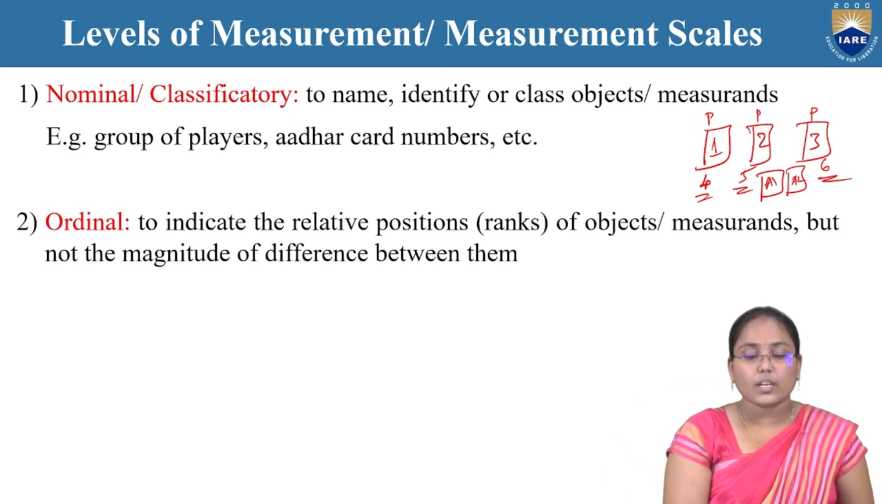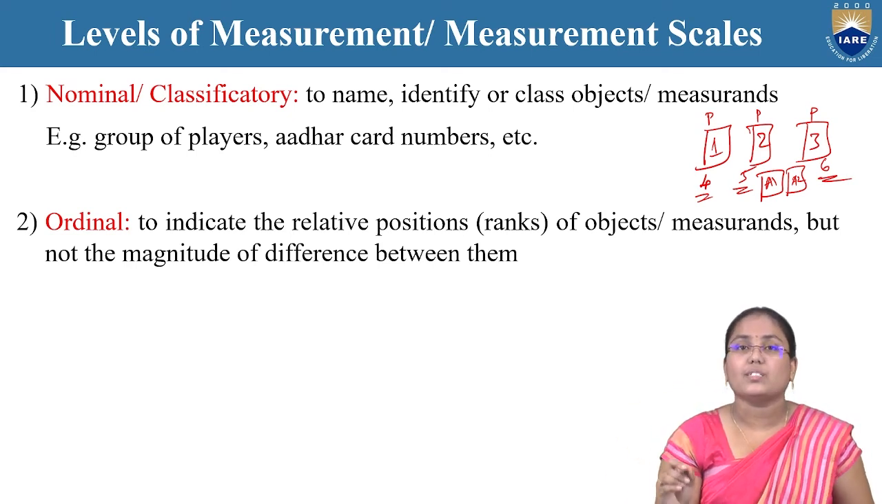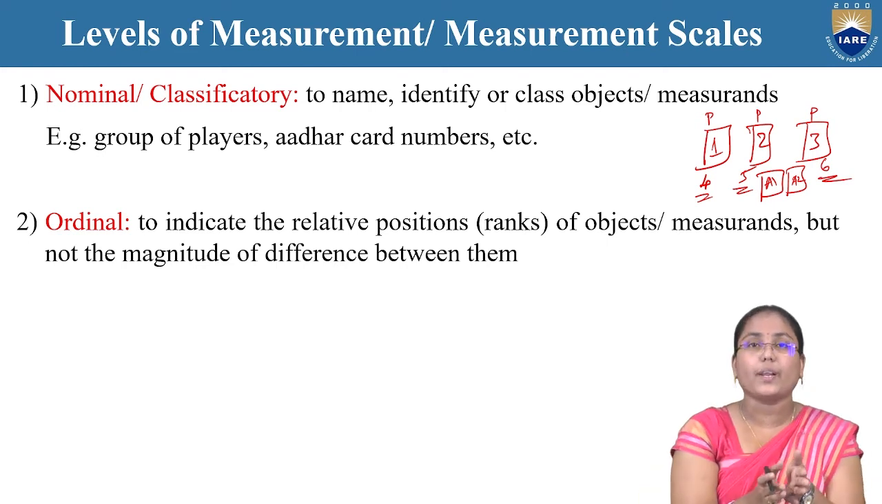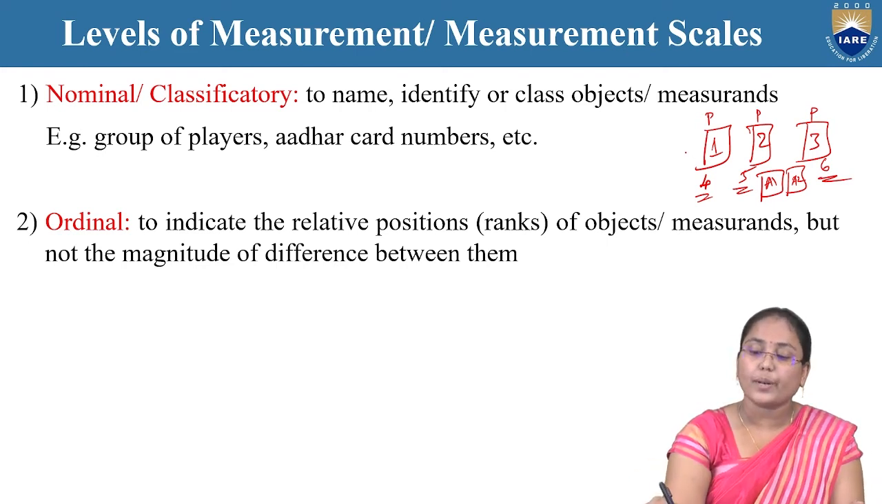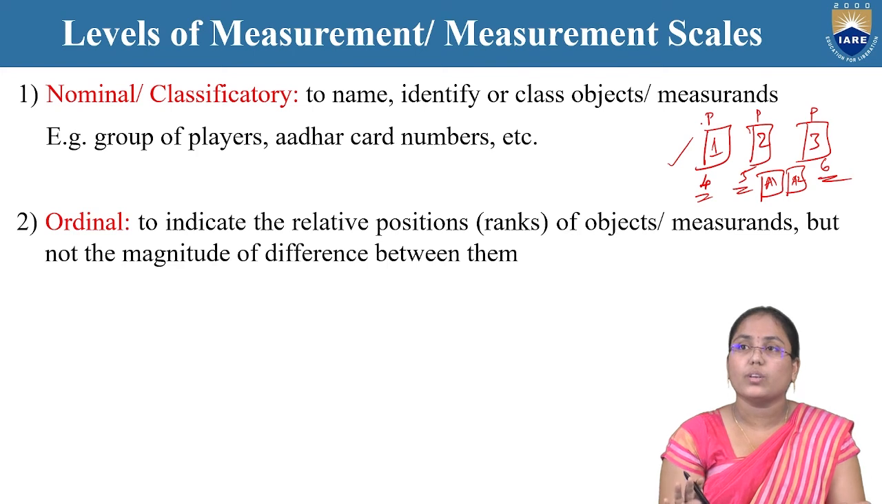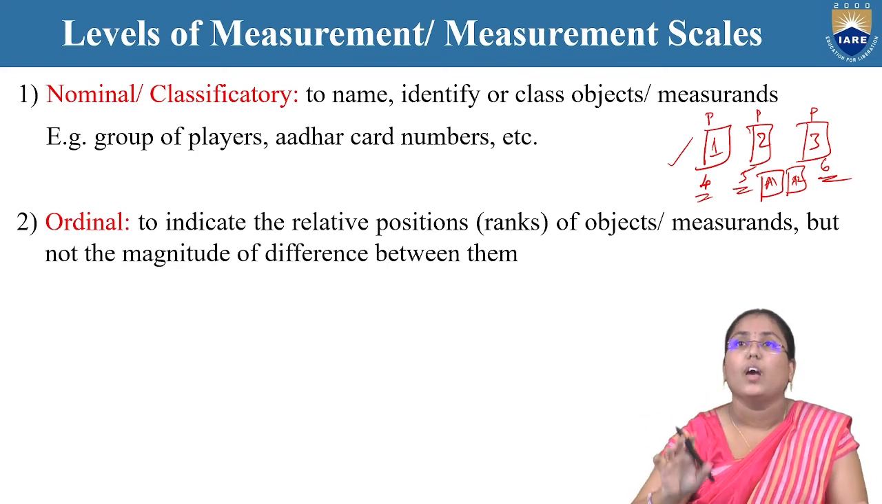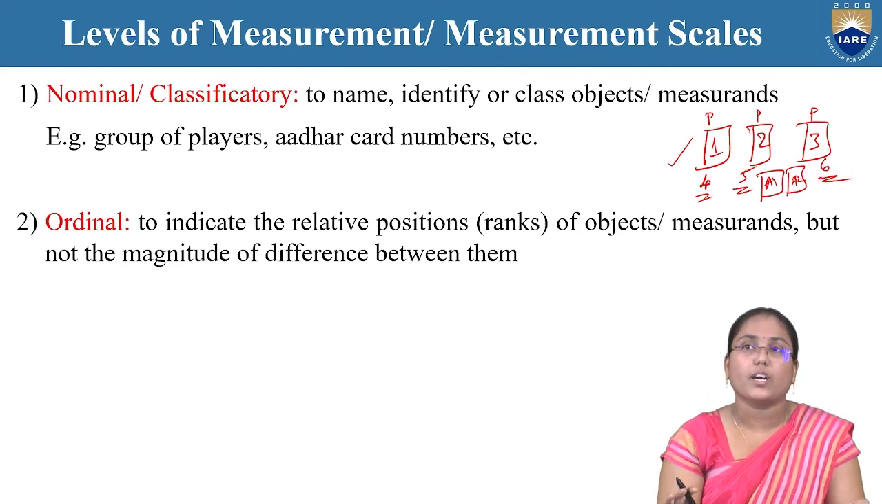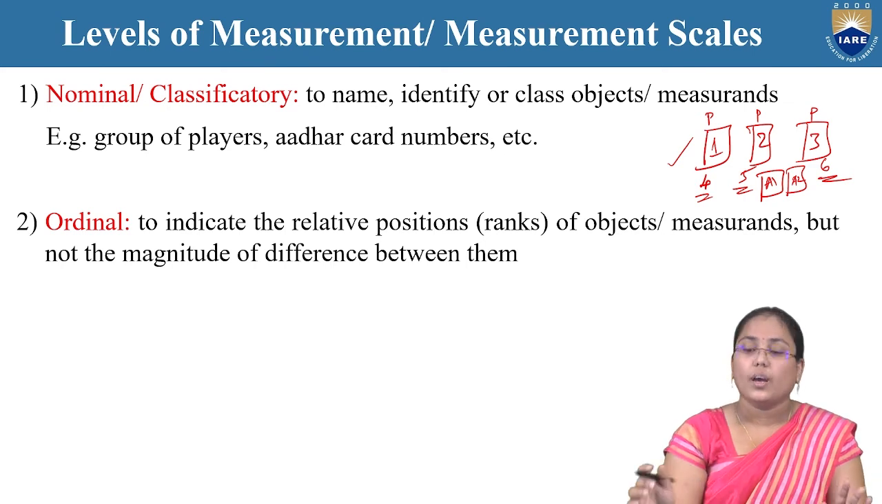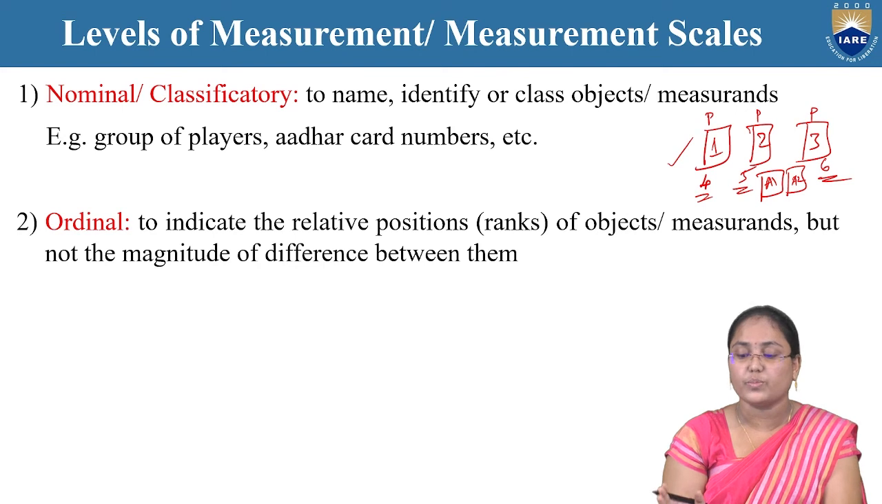That is to indicate the relative positions, how good the player is, right? This player is good enough to get 4th rank, and this player is good enough to get 5th rank. Like that, we can make a comparison. We can give the relative positions of objects or measurements.